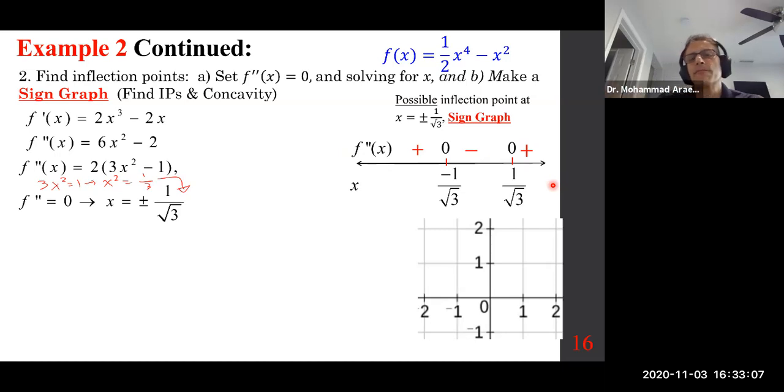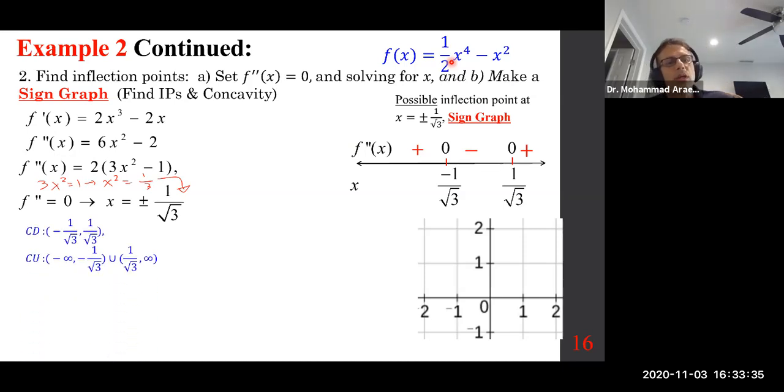All right, so what does that mean? It means over here is concave up from negative infinity to negative 1 over square root of 3. From 1 over square root of 3 on is also concave up, okay? In between is concave down. We have 2 inflection points. At those 2 points, plug it back into f of x to find the y coordinates. So let's see what happens. Concave down in between, concave up beyond the 2, okay?